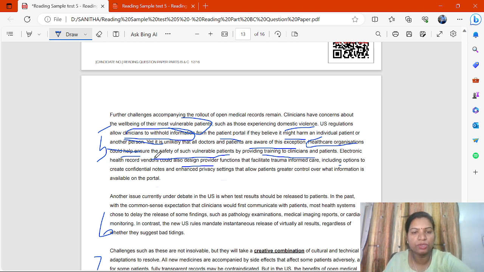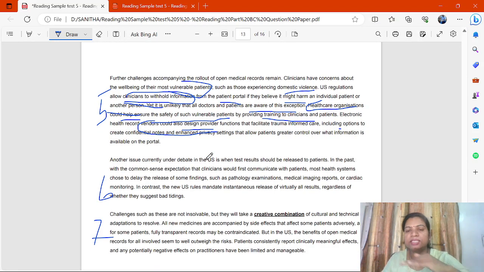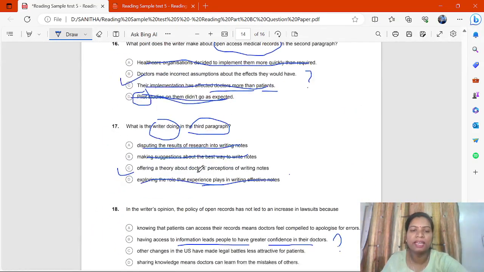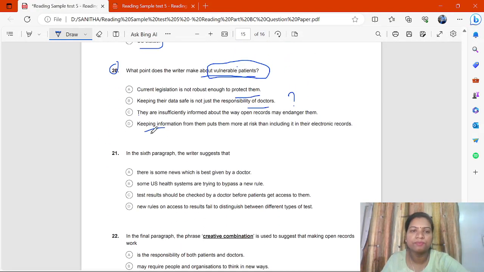Electronic health record vendors could also design provider functions that facilitate trauma-informed care, including options to create confidential notes and enhanced privacy settings. Okay, this is teamwork. It is not only the responsibility of the doctors to keep the information of vulnerable patients. It's teamwork. So we can confirm option B is matching with the passage.